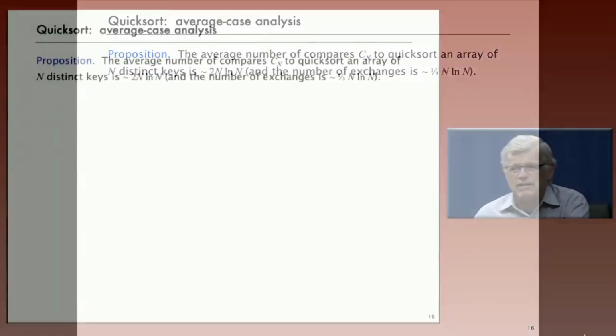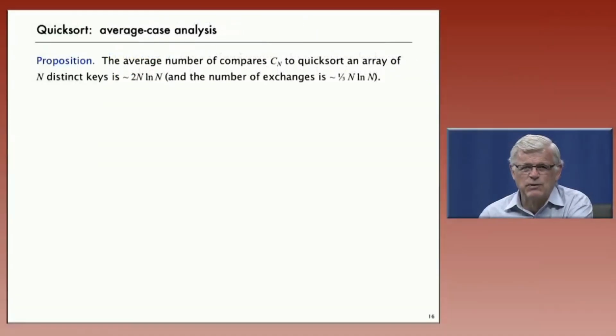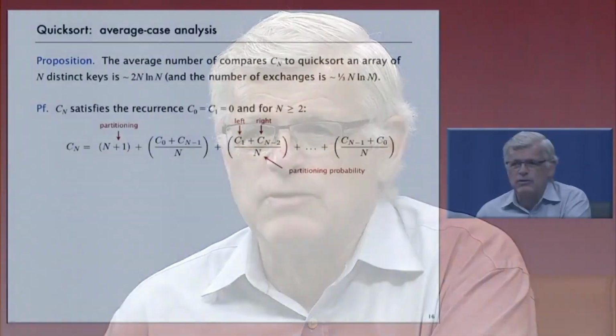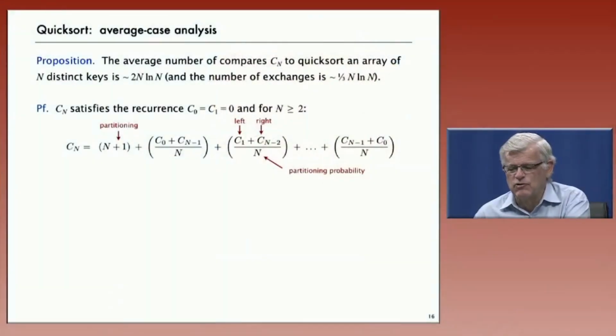The most interesting thing about the study of QuickSort is the average case analysis. This is a somewhat detailed mathematical derivation, but it's worthwhile going through the steps to really get a feeling for why it is that QuickSort is quick. So what we do, as we did for merge sort, is write down a mathematical recurrence relation that corresponds to what the program does.